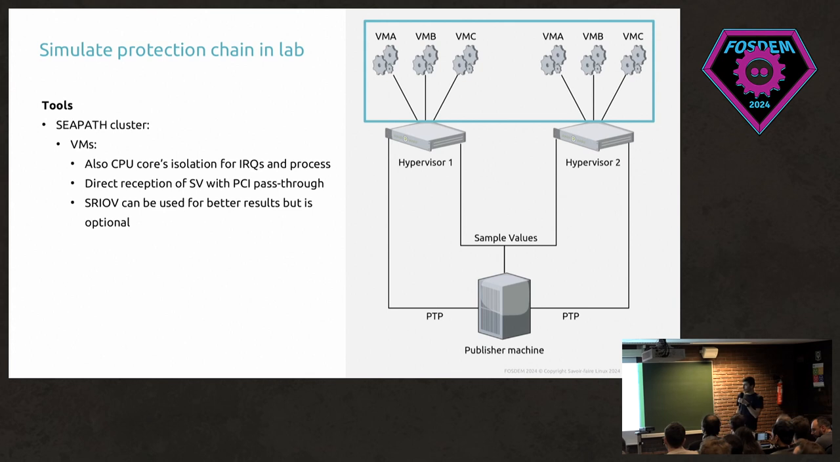We use what is called PCI pass-through. And this is a very interesting feature because it allows us to directly take inside the VM the packets which are received on the network interface of the hypervisor, and this brought some good performance. And finally, we can also use SRIOV, which can be used if you have multiple virtual machines. But keep in mind that even if you have better results, this is an optional feature.